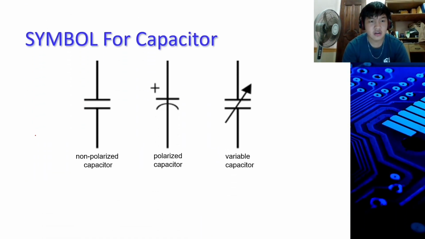Symbol of capacitor. The non-polarized capacitor is just two parallel lines representing the metal plates. And next is the polarized capacitor, which has a curved line and a straight line. The variable capacitor is the same as the non-polarized capacitor, but with an inclined arrow across it.